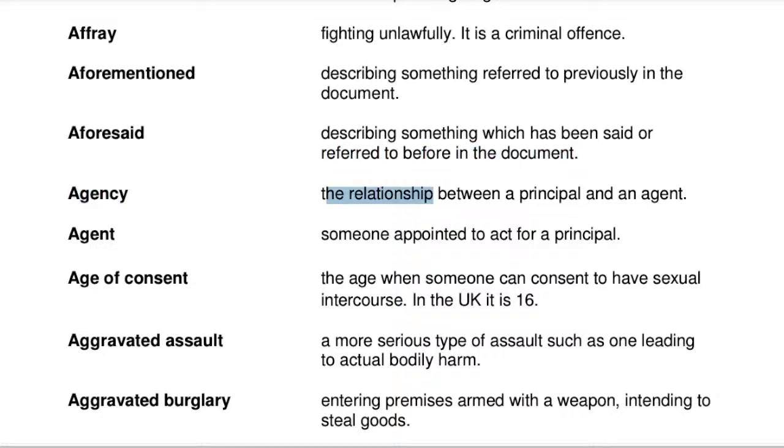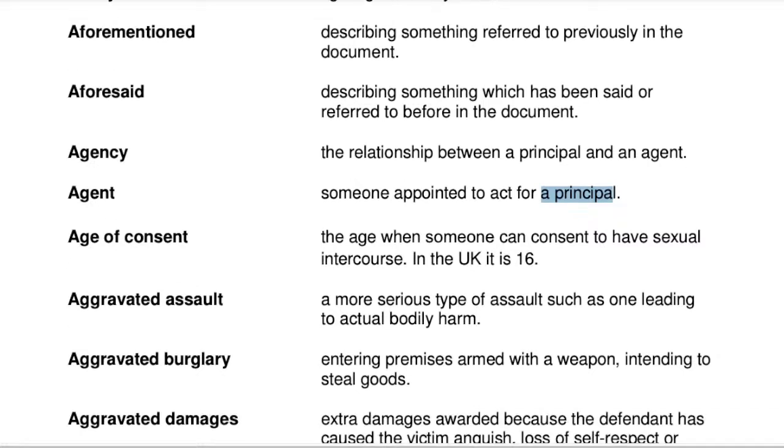Agency, the relationship between a principal and an agent. An agent is someone appointed to act for a principal. Age of consent, the age when someone can consent to have sexual intercourse. Geez. In the UK, that's 16.